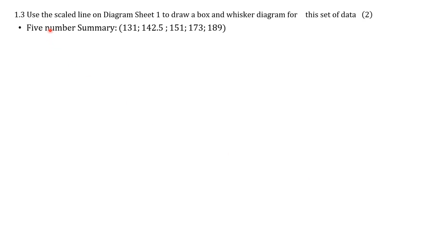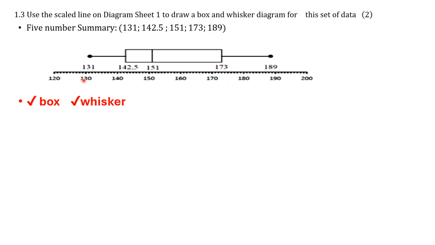Right, so use the scale line on diagram sheet 1 to draw a box and whisker diagram for the set of data. So we know from the 5-number summary that the minimum is 131, quartile 1 is 142.5, quartile 2 is 151, quartile 3 is 173, and the maximum is 189. So if we plot it, there is 131, my minimum, 142.5, quartile 1, 151, quartile 2, 173, quartile 3, and 189, my maximum.